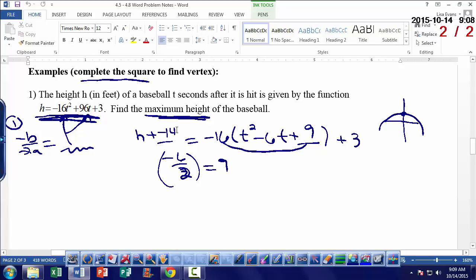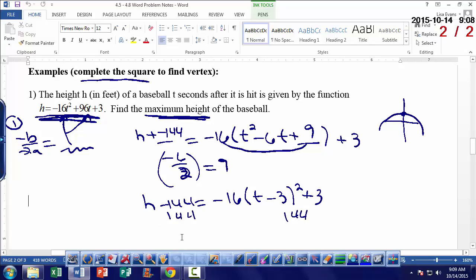So we're adding negative 144. When we do this, we're going to go ahead and factor our perfect square trinomial, leave our negative 16 alone. We get t minus 3 squared plus 3. Now we just have to add 144 to both sides. And when we do that, we get h equals negative 16 times (t minus 3) squared plus 147.